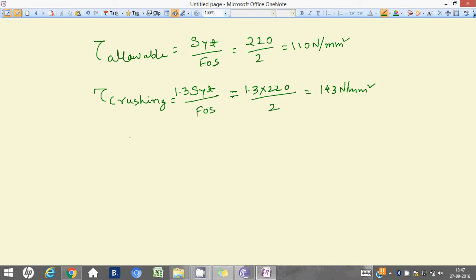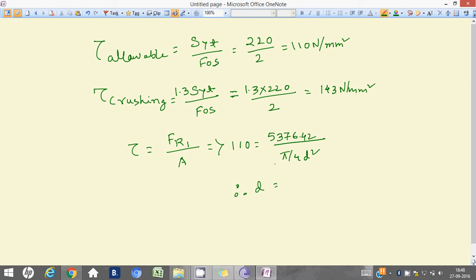So next we can try to find the value of d. We consider FR1, since FR1 is the biggest, so we have taken FR1 as the maximum. Tau is 110, FR is 5376.42 over pi by 4 into d square. So if we find d, it's nothing but the square root of 5376.42 into 4 by pi into 110.